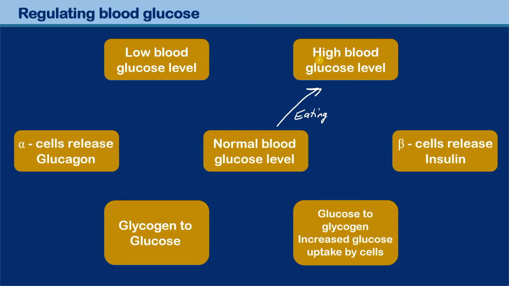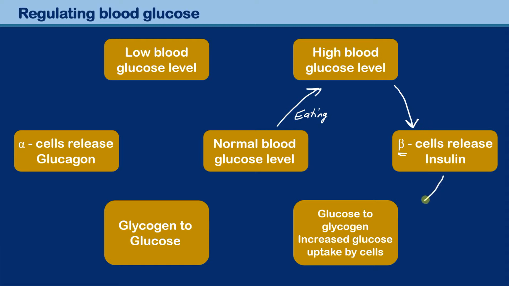Now, the high blood glucose level must be lowered, and therefore insulin has to be released. So the beta cells of the islets of Langerhans in the pancreas release insulin into the blood. Now, insulin is a hormone. It's distributed over the body, and it has an effect on several parts of the body. So let's have a look.